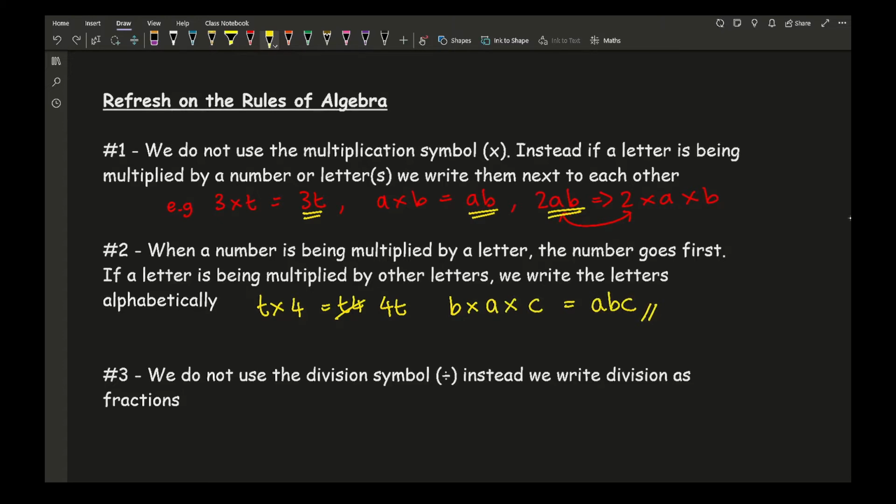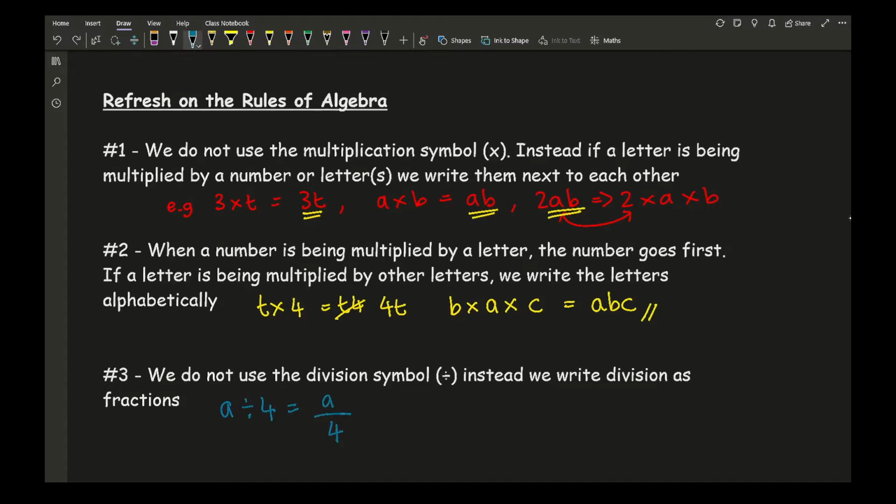Again, one of the main reasons why we don't use the division symbol is because it can look like a plus sign. So to try and avoid any confusion, whether it be poor photocopying or poor handwriting, instead what we do is when we're wanting to represent a division, we write it as a fraction. So an example of this would be that if I wanted to do, let's say, a divided by 4, I would write this as a over 4.